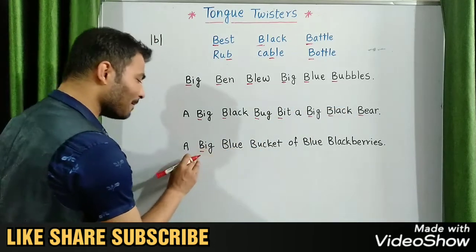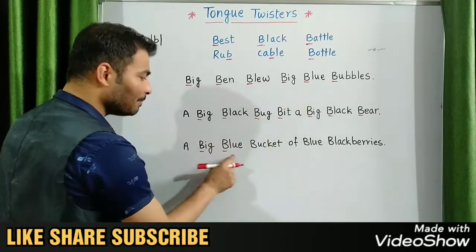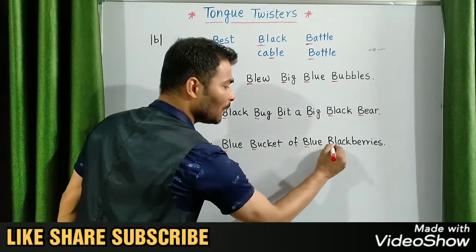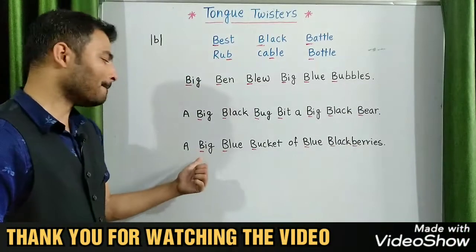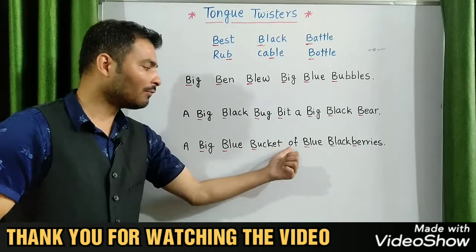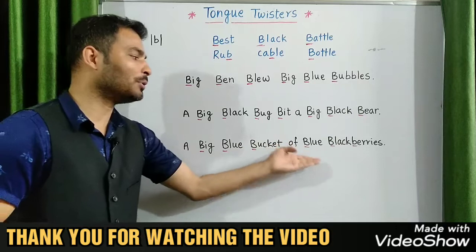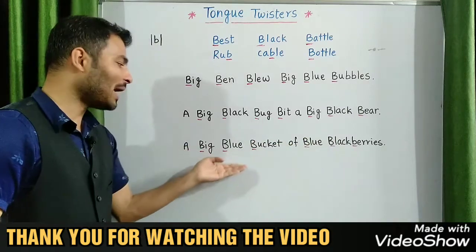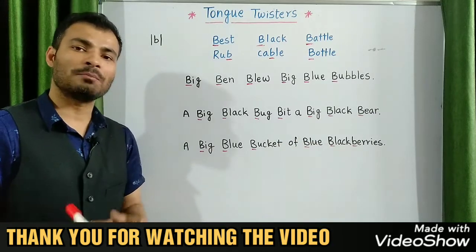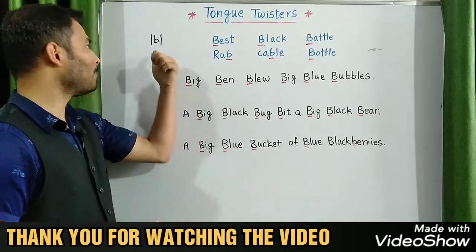A big, again, it's a b sound. Blue, a big blue, saying blue, a big blue bucket. A big blue bucket of blue blackberries, right? A big blue bucket of blue blackberries. You can just practice it many times so that you could have command over the b sound.